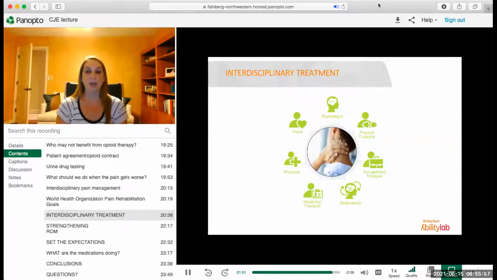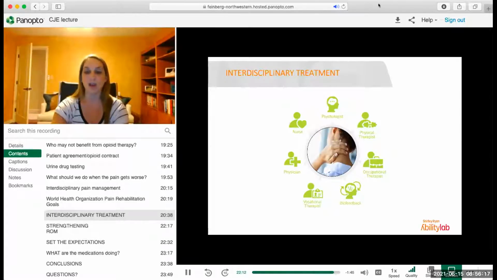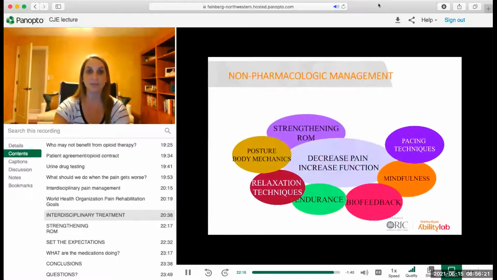Biofeedback is a great adjunct in our program. Things like progressive muscle relaxation, deep breathing, imagery, great non-pharmacologic ways to decrease pain, decrease muscle tension, improve sleep. Vocational rehab, if they're not able to work, what can they do? I don't like to think about disability, but I think about ability. Even if they can't do what they used to do, what can they do now? Let's get patients moving back to work, back to school, back to their families and their lives.